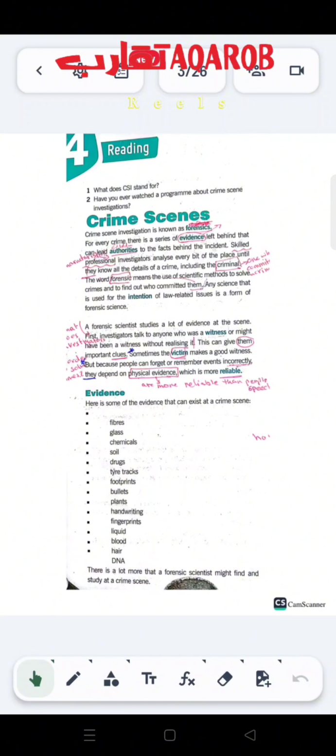Evidence. Here is some of the evidence that can exist at a crime scene. Fibers, glass, chemicals, soil, drugs, tire tracks, footprints, bullets, plants, handwriting, fingerprints, liquid, blood, hair, DNA. There is a lot more that a forensic scientist might find and study at a crime scene.